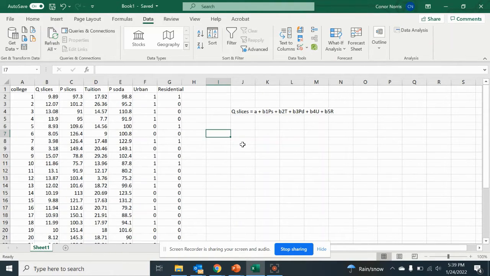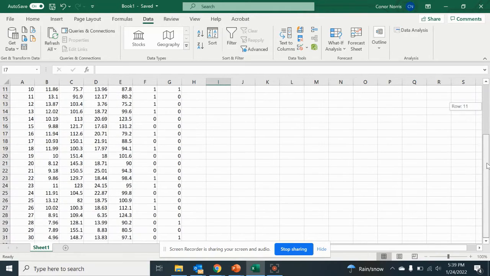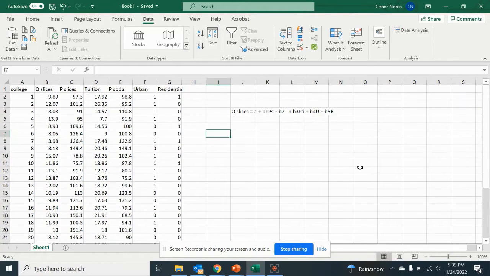Now, before we go through that, let's look at the data that we have and try to describe it. This data right here is cross-section data. So we have 30 schools here. The first variable, college, they're numbered 1 through 30. So this is a snapshot in time looking at 30 different colleges. And it contains 6 variables. The Q slices, that's our variable of interest, and the other 5 are going to be our independent variables, or the ones we're looking at in our model to estimate the quantity of slices.